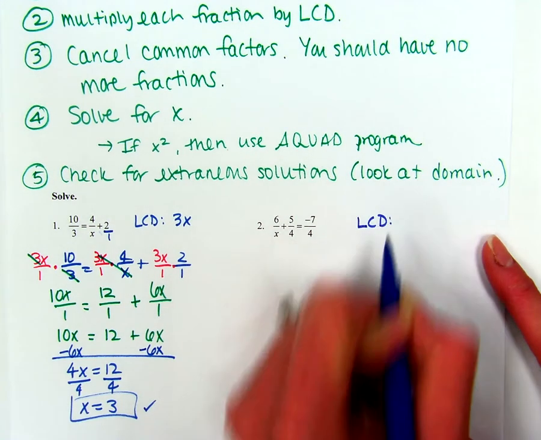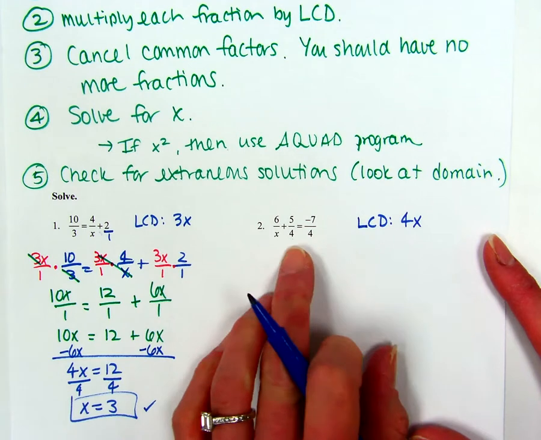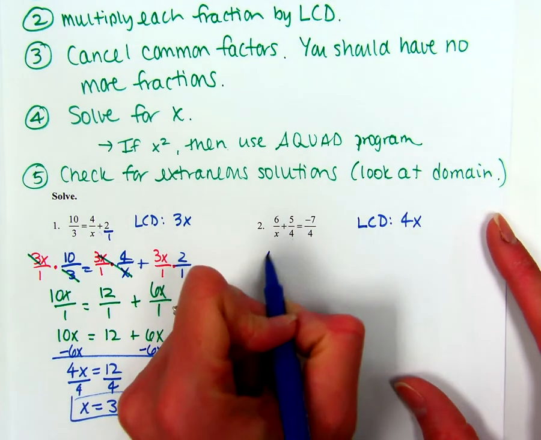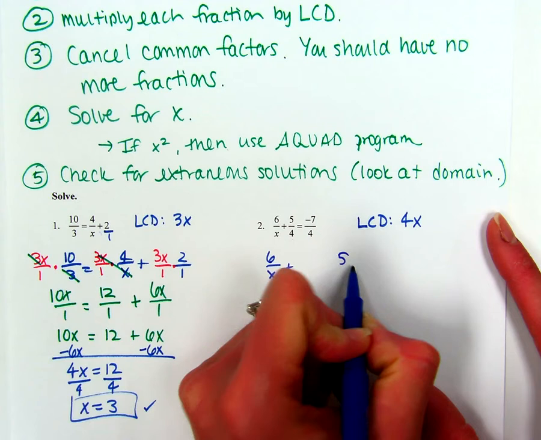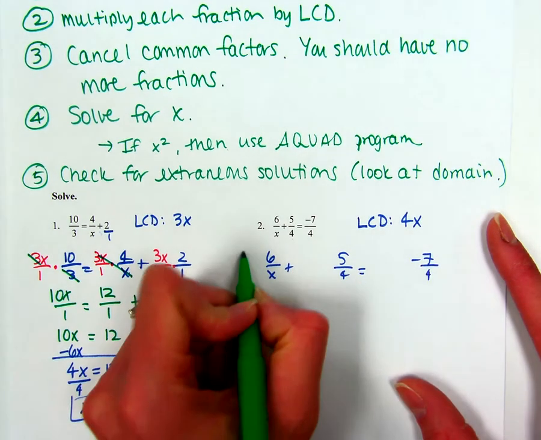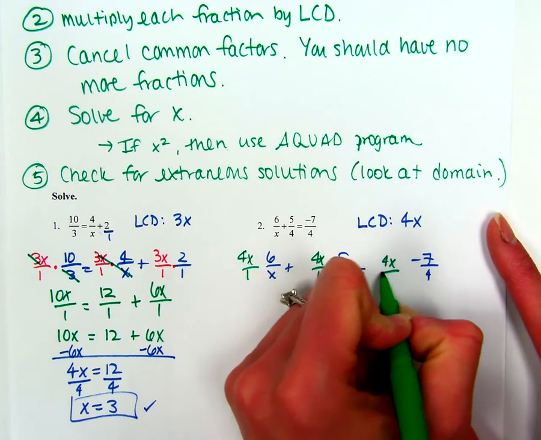Look for your LCD. I've got 4, and I've got x. Now you don't have to do 4 times 4 to be 16. You just do 4 because they're both the same. All right, so I'm going to rewrite my equation. And my LCD is 4x. So I'm going to write that next to each one.